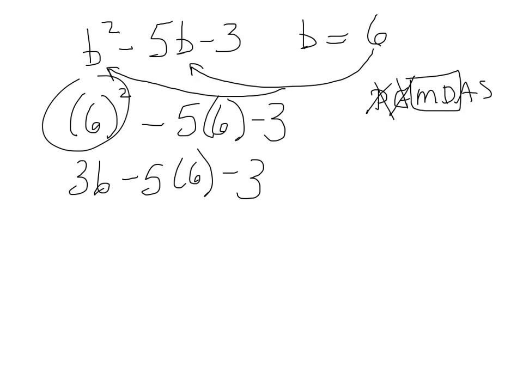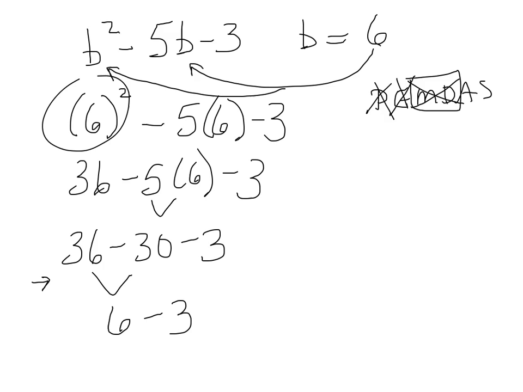Multiplying and dividing. There is some multiplication here, so I copy, copy, copy. 5 times 6 is 30. Multiplying and dividing is done. Adding and subtracting from left to right. 36 take away 30 is 6. 6 take away 3 is 3. Ta-da! I hope you got the same problem that I got, or same answer.